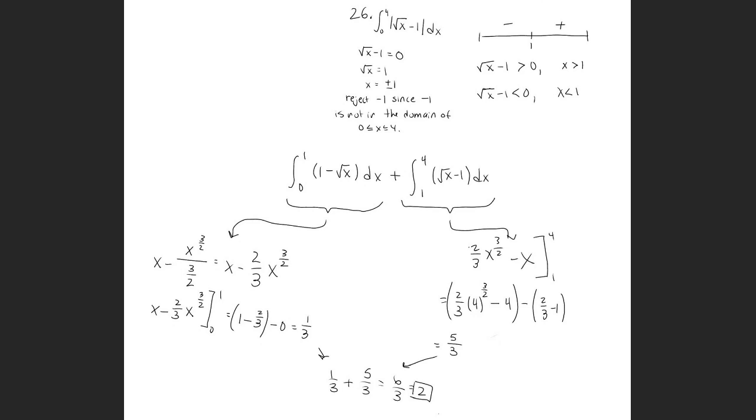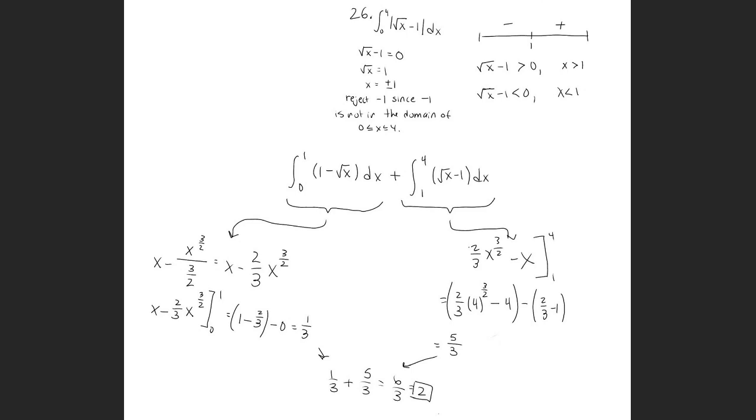For the left integral, I did x minus x to the n plus 1 over n plus 1, which should be x minus 2 over 3 x to the power of 3 over 2. Then you find the values where x equals 1 minus where x is equal to 0. That should be 1 minus 2 over 3 minus 0, which equals 1 over 3. And for the right integral, it's the same, except it's negated.